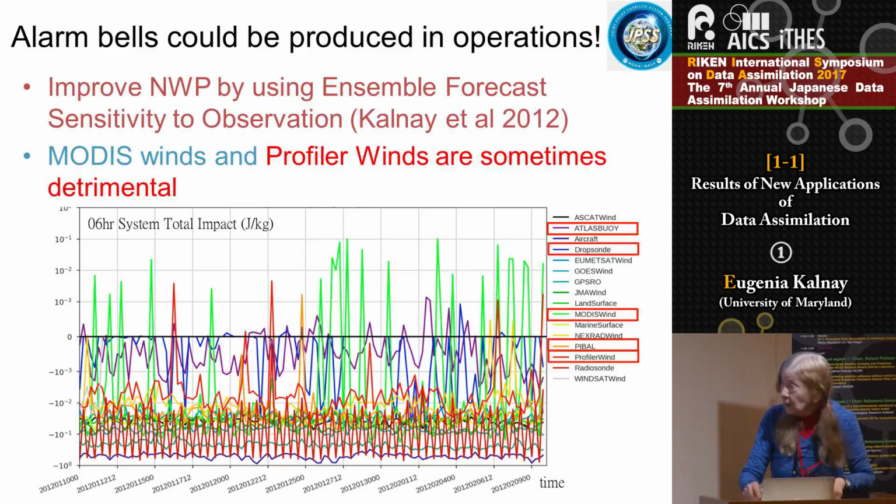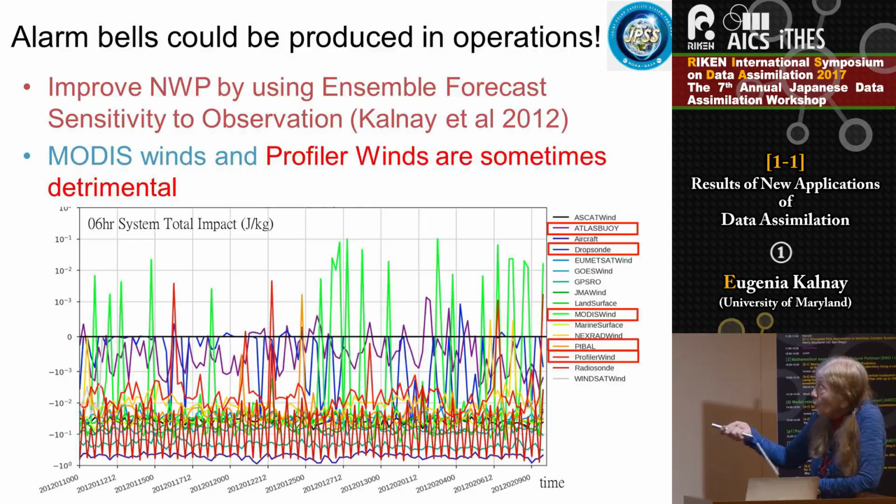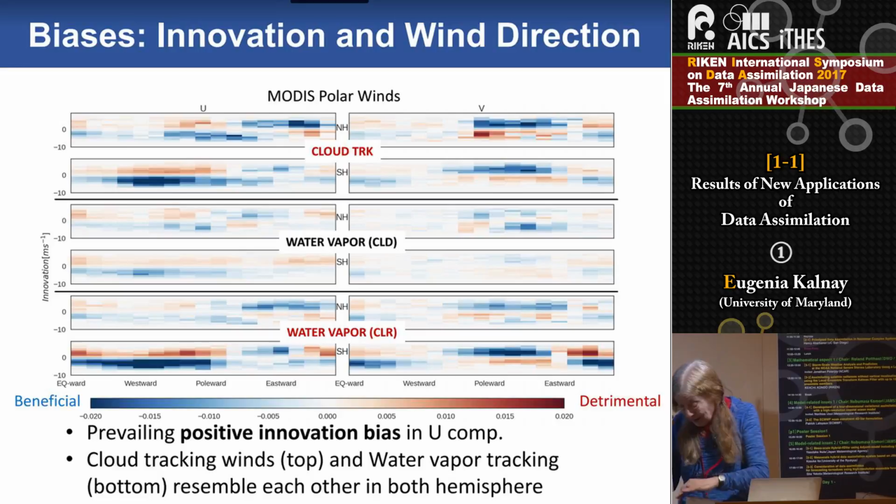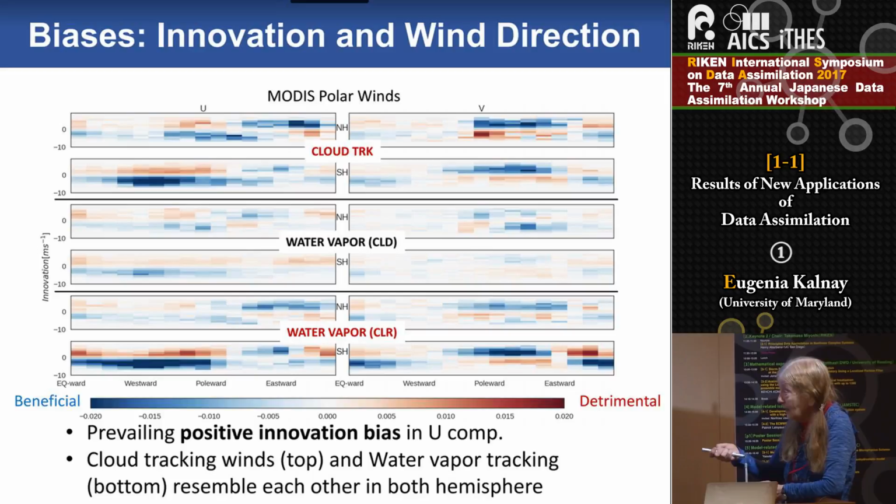And now we look at this bias, at these MODIS winds, and we've been working on it since Yoichiro first found them. What Tse Chun just plotted here was the three types of MODIS winds: cloud track winds, water vapor for cloudy, and water vapor for clear. And he plotted whether the innovation was negative, shown in blue, and positive, here it's mostly red. And this is something that we have found for MODIS, that when in these polar regions the innovation is positive, it has a tendency to be detrimental, like here.